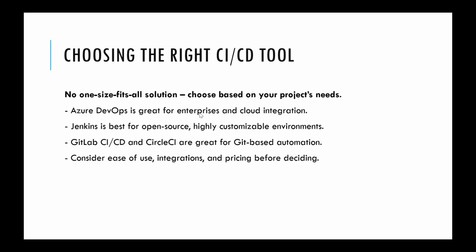And if your project is open source, you can go for Jenkins. You can select GitLab CI/CD and CircleCI if you need Git-based automation. So based on your ease of use, integration, and you can compare the pricing as well. So the tool, whatever suits you, you can go for that. You can achieve almost everything, all the CI/CD things, with all these 4 or 5 tools. Okay, so based on your requirement, you can select and choose the right tool for you.